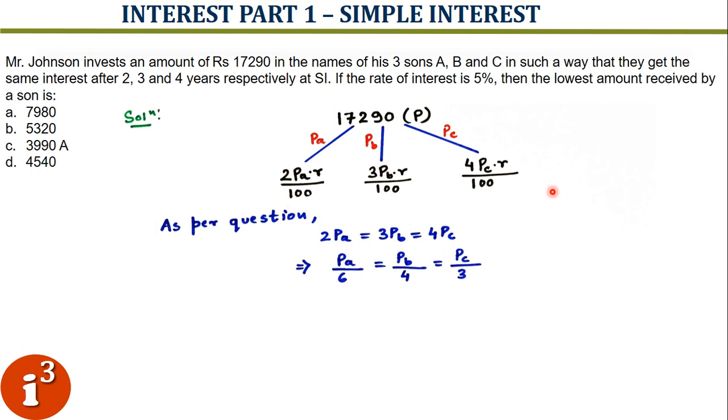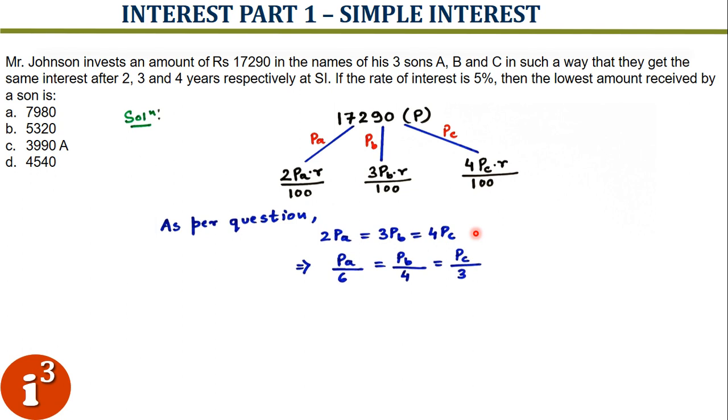See, R is not required. If R is the same, R is not required. If R would have been different, you could have put the values of R in this. So as per this question, 2 times PA equals 3 times PB equals 4 times PC.